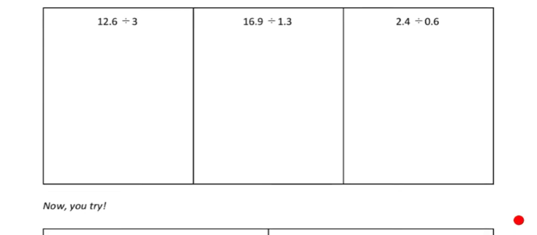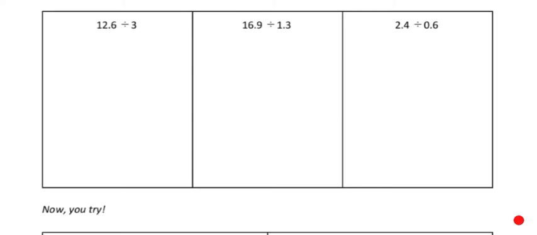So we've got 3 examples of that here. The very first one, 12.6 divided by 3. This one, when we set it up, since the divisor, this guy, doesn't have a decimal, we can set it up like normal. So the 3 goes on the outside, and the 12.6 goes inside the house.